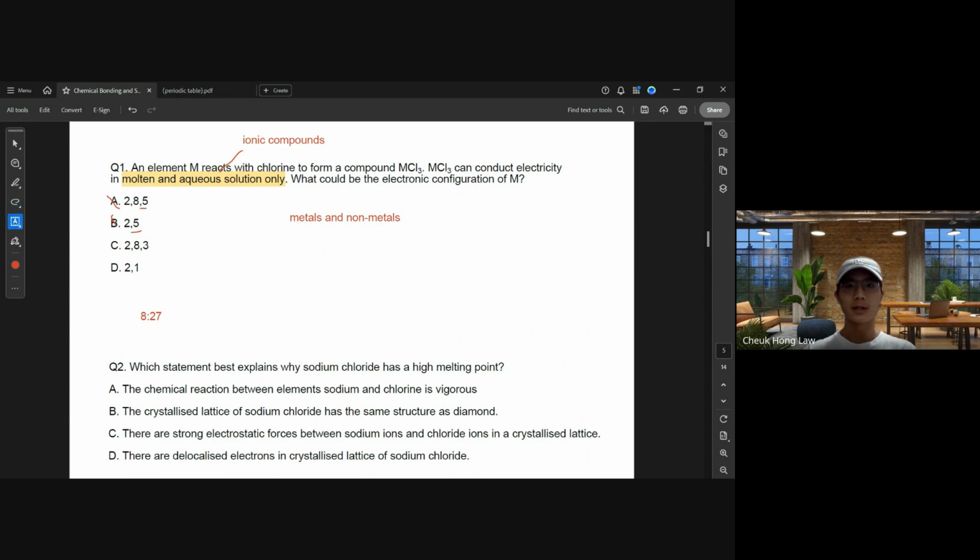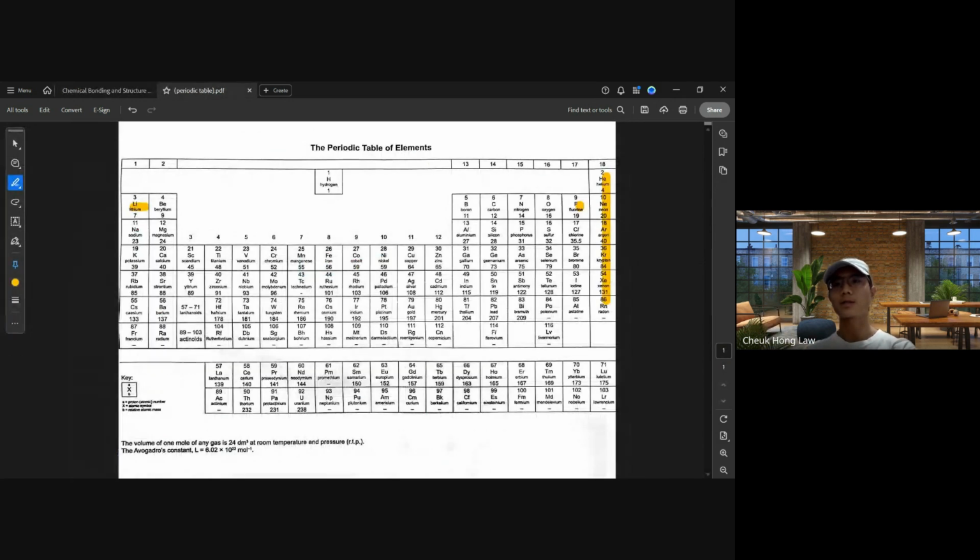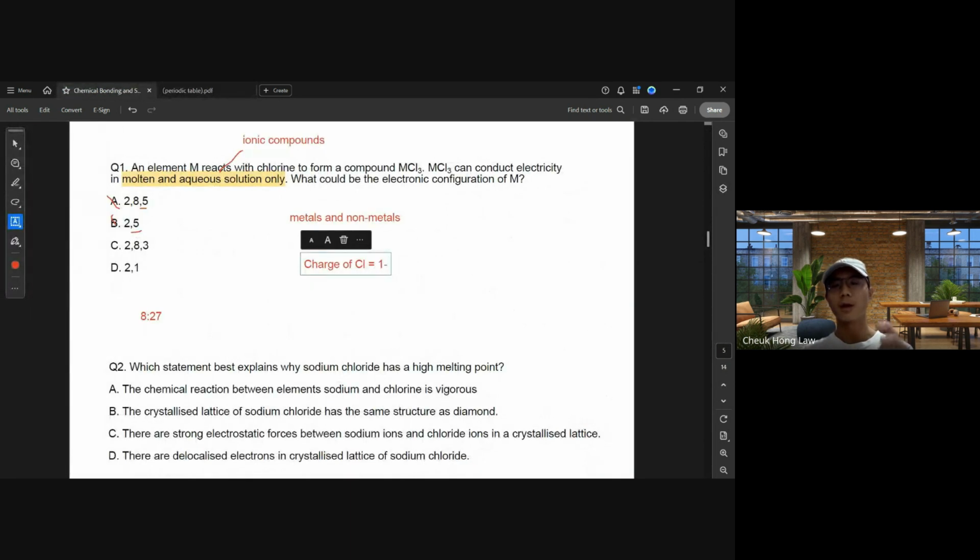If we look at the compound, right, it's MCl3. Charge of chlorine is 1 minus, correct? Because it's in group 17. So it will gain 1 electron to form a charge of 1 minus. Okay, but you have 3 chlorine ions. So what's the total charge? 3 minus. Okay, because 3 times 1 minus.